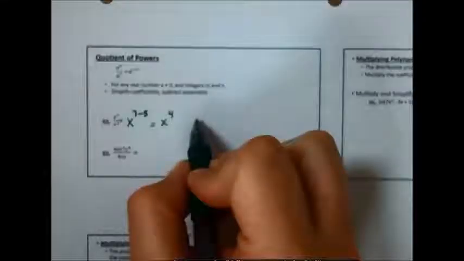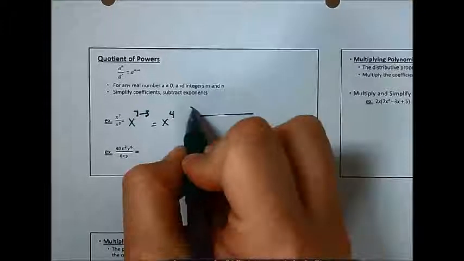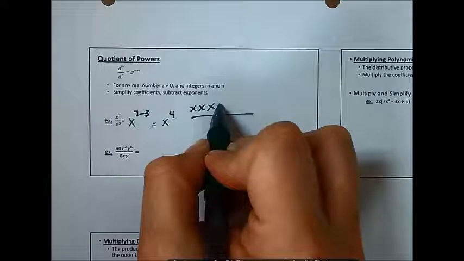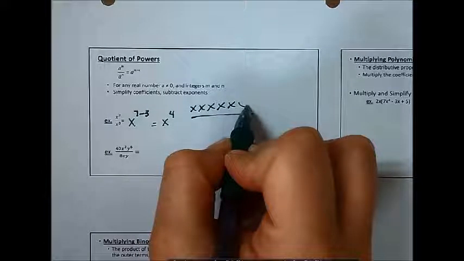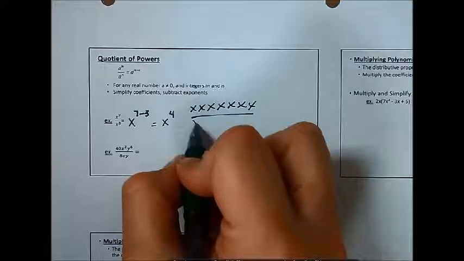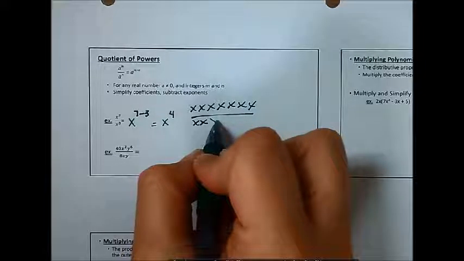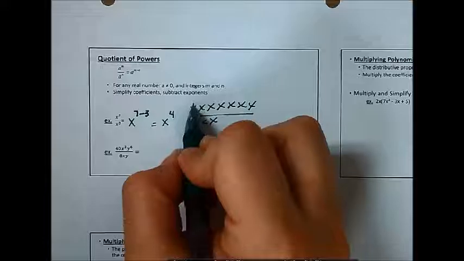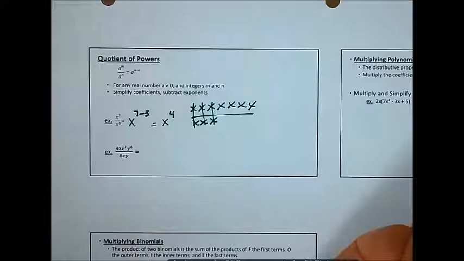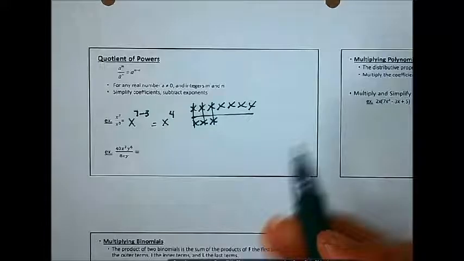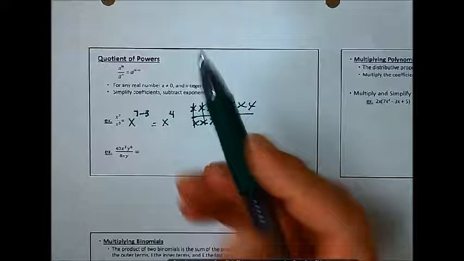The thinking behind this and how I remember it is I go 1, 2, 3, 4, 5, 6, 7 x's, and I have 3 x's on the bottom. 3 of those x's will cancel each other out because they reduce to 1, and you're left with 4 x's on top. X to the 4th.